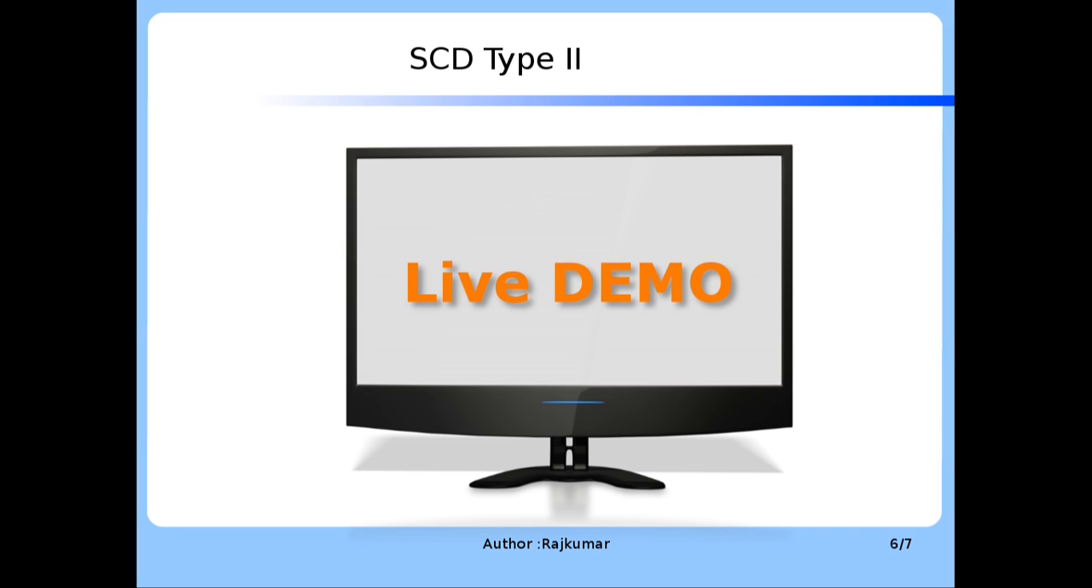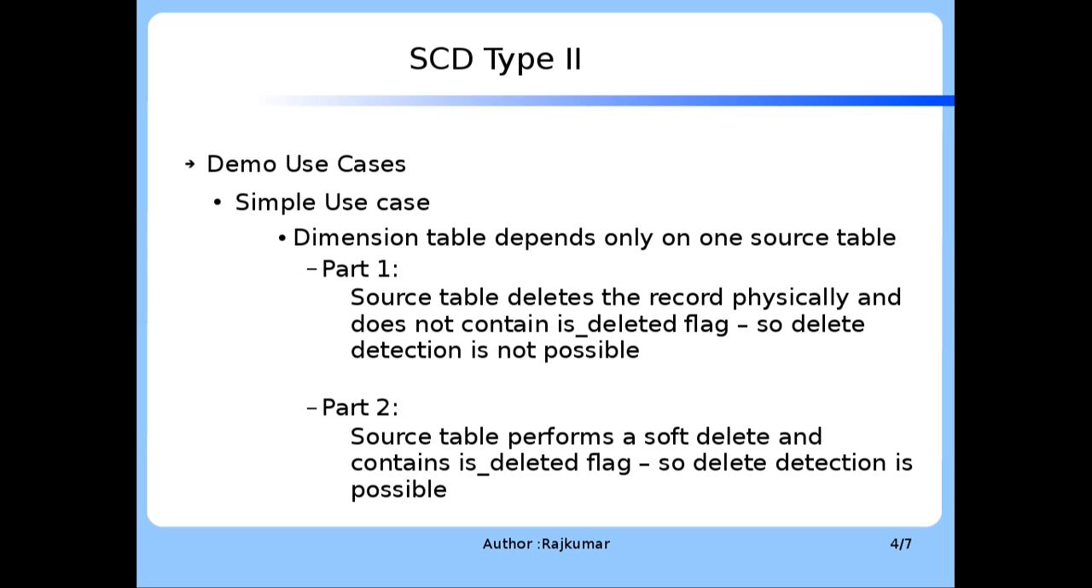The session goals are: this demo session on SCD Type 2 deals with a simple use case, part 1, where the dimension table depends on only one source table. The dimension table is named dim_staff and the source table is named staff. The source staff table stores the details of persons working in a DVD rental store. The goal of this session is to capture the changes in any of the staff attributes and retain the history of changes that have occurred in staff attributes in our target dimension table.